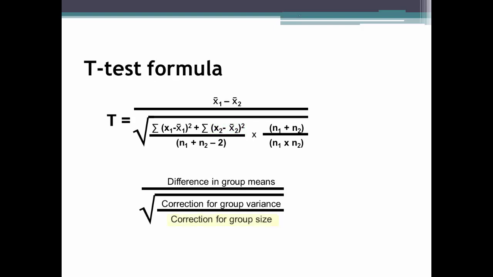Then you need to correct for group size. The number of observations in the first group plus the number of observations in the second group minus 2. Then you continue by calculating the second part of the equation, which is the number of scores in the first group plus the number of scores in the second group, divided by the number of scores in the first group multiplied by the number of scores in the second group. Multiply as shown, calculate the square root, and then finish the equation.